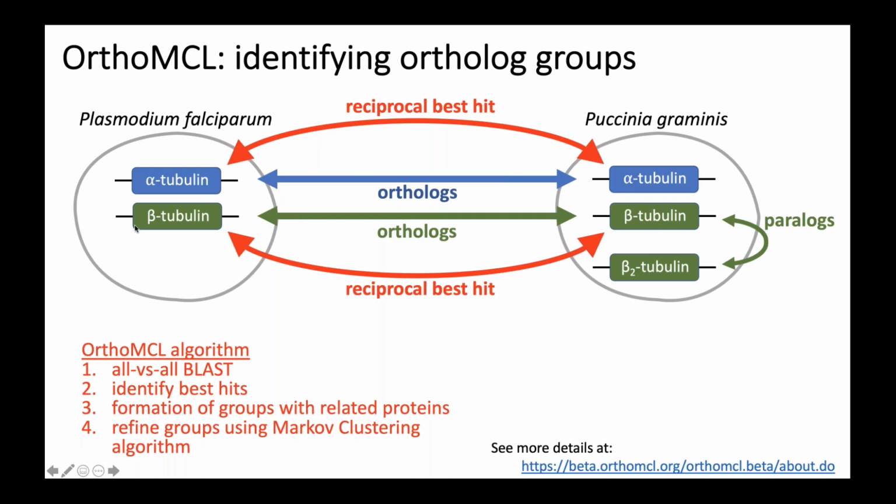If I did the same thing with beta tubulin and BLASTed it against all the protein sequences in Puccinia, I would get beta tubulin here and vice versa. So those are reciprocal best hits and they would be considered orthologs.